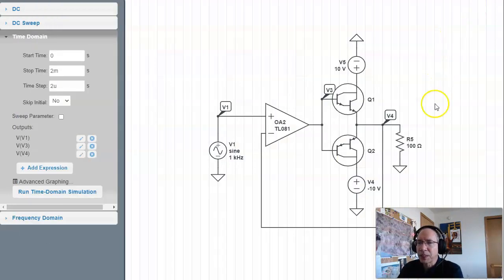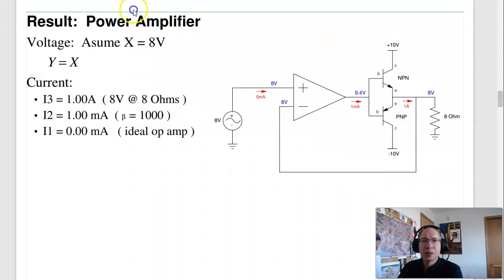So that's working. This is with a 100 ohm load. If I change that to 8 ohms, this should also work. So that's the push-pull amplifier with a gain of 1. What I would do in lab is kind of do it in stages. Just have an amplifier with a gain of 1. Its sole purpose is to drive the speaker.